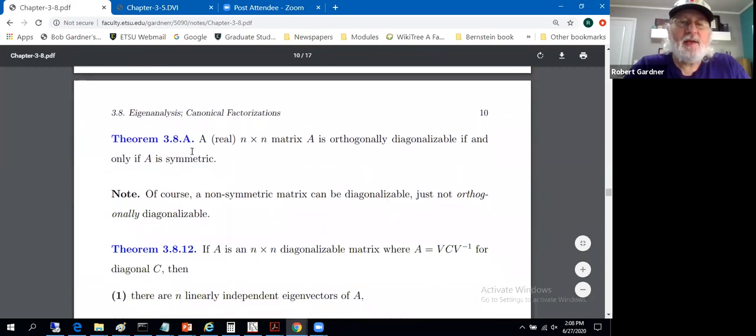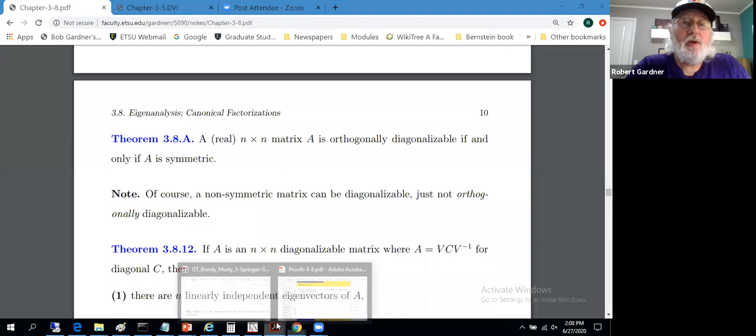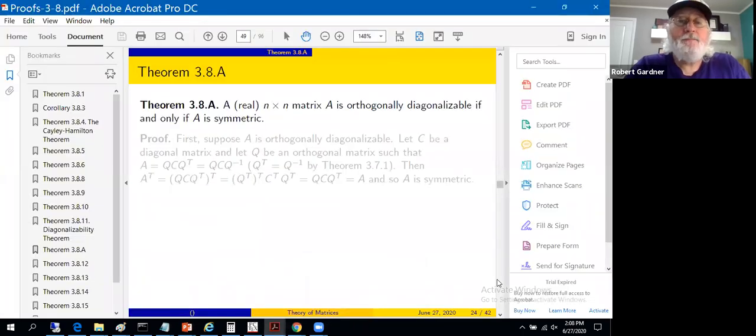And the claim is that a real n by n matrix A is orthogonally diagonalizable if and only if that matrix is symmetric. Okay, so we've claimed not simply diagonalizable, but orthogonally diagonalizable. Diagonalizable using a V and a V inverse that are orthogonal matrices. So in that sense, it's a more general claim than what's mentioned in our textbook. And let's look at a proof of that.